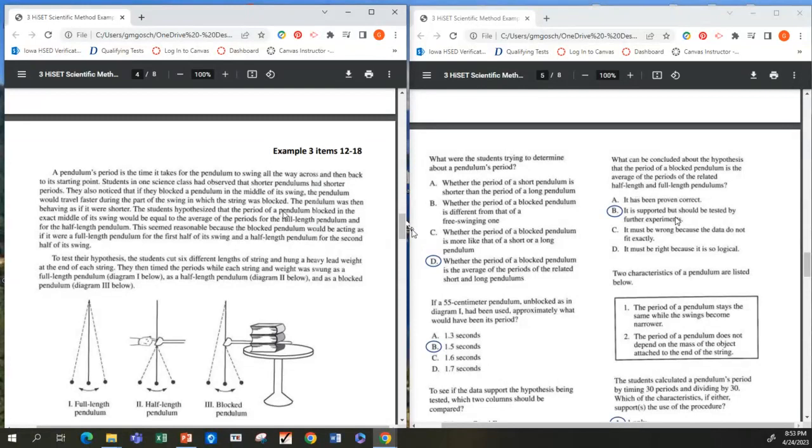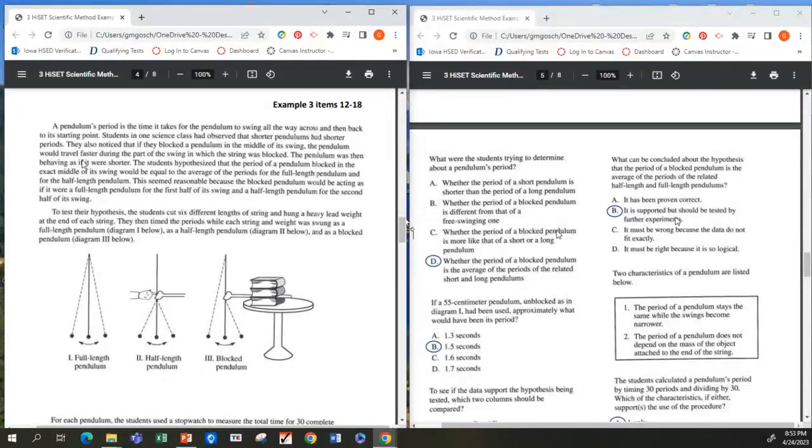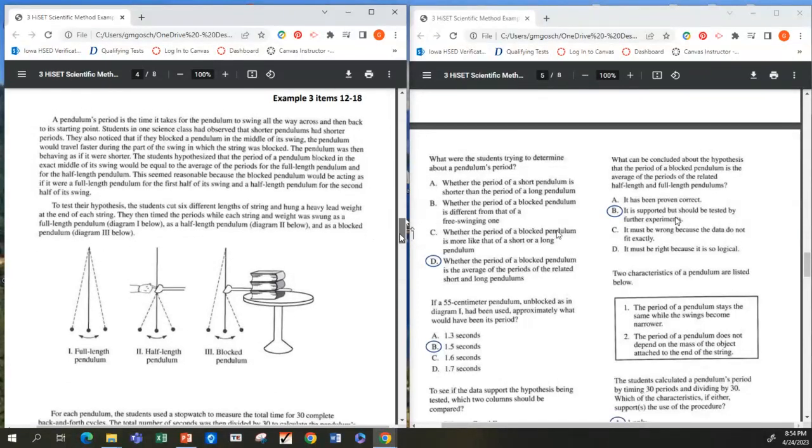Okay, the pendulum, when it's blocked halfway along the string, was then behaving as if it were shorter. The students hypothesized that the period of the pendulum blocked in the exact middle of its swing would be equal to the average of the periods for the full-length pendulum and for the half-length pendulum. That seemed reasonable because the blocked pendulum would be acting as if it were a full-length pendulum in the first half and as a half-length pendulum in the second half.